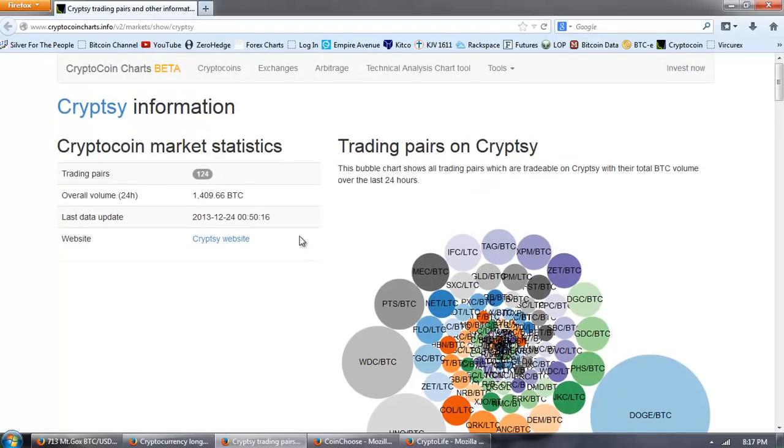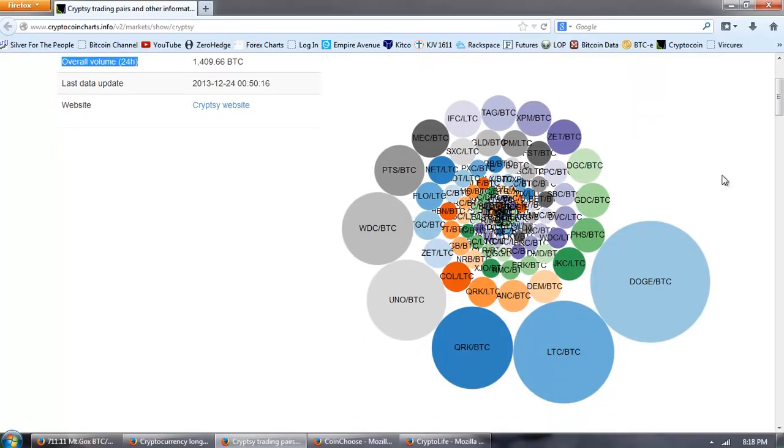Now, the way that this works is this is the 24-hour volume. So it's just calculated based on days. This bubble chart shows all trading pairs which are tradable on Cryptsy with their total BTC volume over the last 24 hours. So you can see that Doggy Coin is number one. We know that Bitcoin's number one, of course, but that's not on here because that's what everything is crossed on. But Doggy Coin comes in number one.